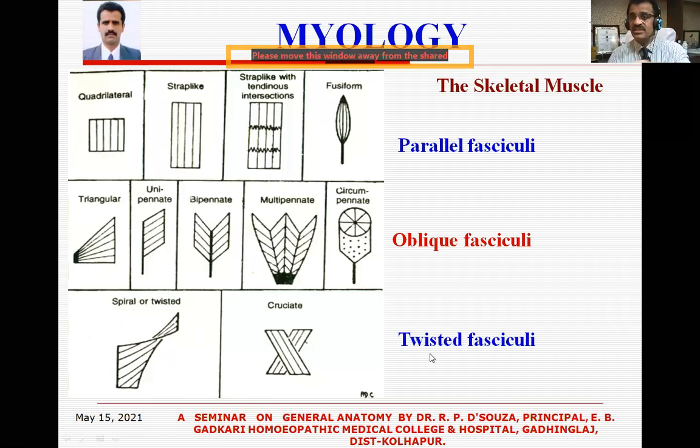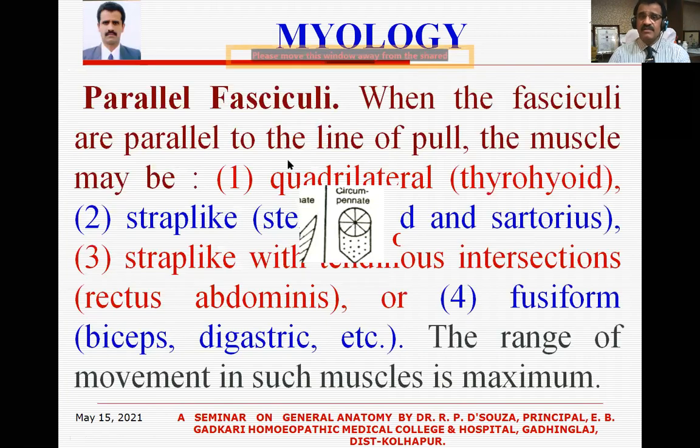So they call them twisted fasciculi. These are the different fasciculi shapes. Accordingly, we will have muscles which are also named according to their shape. Now, parallel fasciculi: when the fasciculi are parallel to the line of pull, the muscle may be quadrilateral.